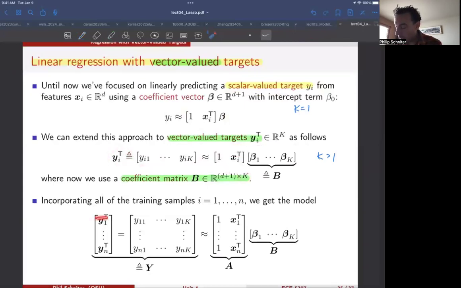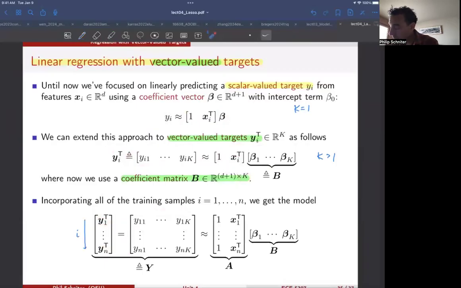As usual, we stack samples one on top of each other. I is going down this way. And now we have a whole matrix of targets. So as we go down in our samples, it goes this way. As we go across our different targets, we go across that way.